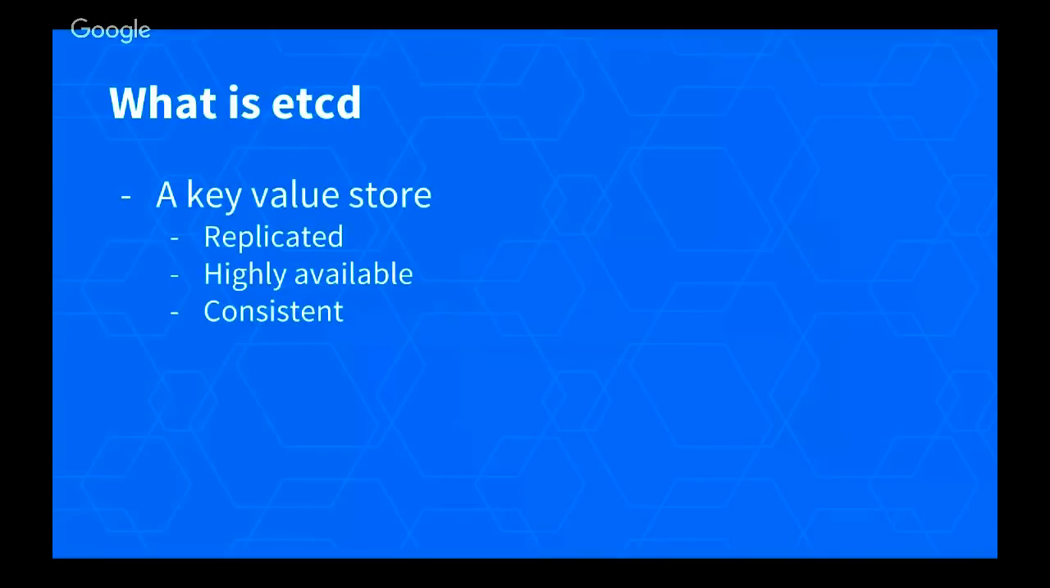First, I'm going to give a very high-level introduction to etcd. From a very high level, etcd is very simple. It's just a key value store. So a user can put keys into etcd, and then a user can get values out of etcd. Different from other key value stores, etcd is also replicated. It's also highly available, and it's consistent.